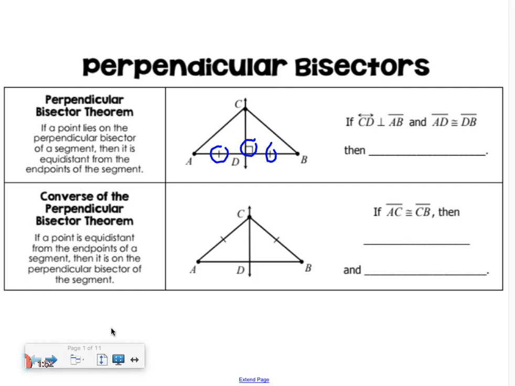So that's what we're going to fill in right here. Then AC is congruent to BC. Would it be BC? Yep. Either AC or BC, CD. Same thing. Doesn't matter.